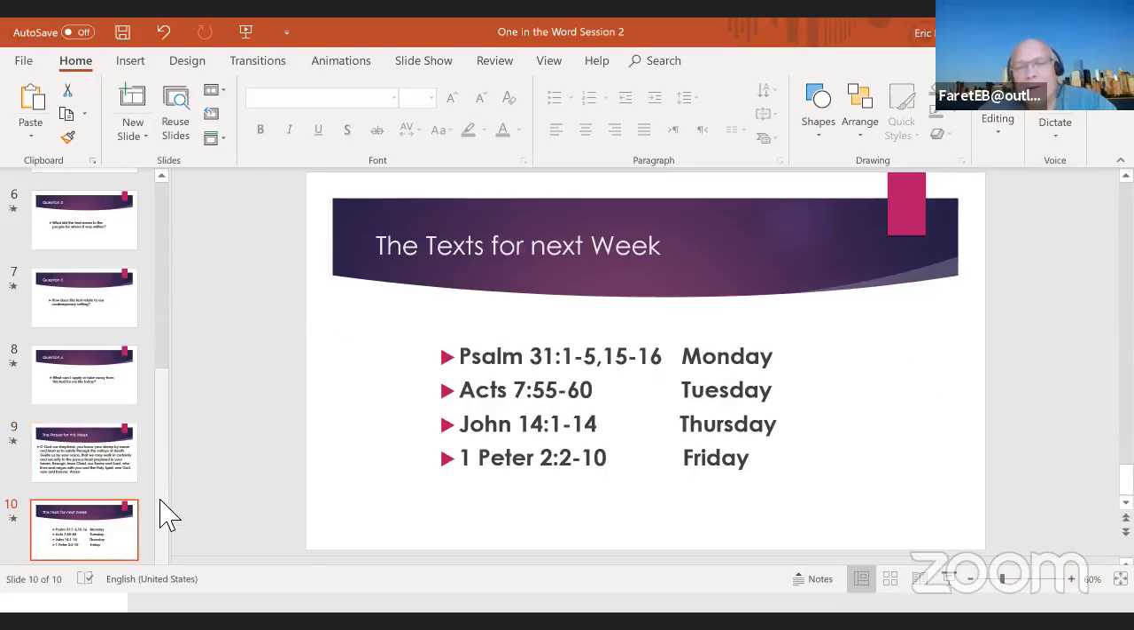So these are the texts for next week, and you'll see these obviously by the end of the week, but those are the texts coming up Monday, Tuesday, Thursday, Friday. We may change the order of them. Pastor and I haven't thought that through yet, but those are the four texts that we have for next week. So when you come to worship on Sunday, you're going to have a leg up on the other people who didn't make it today, and you'll get more out of the sermon.